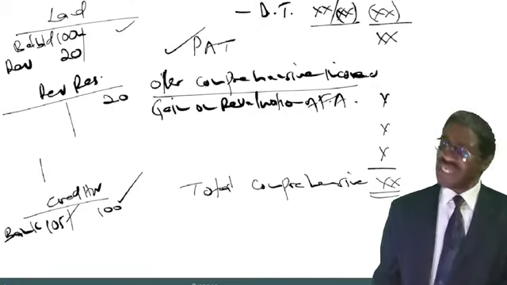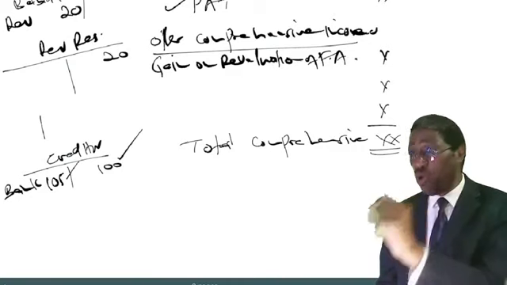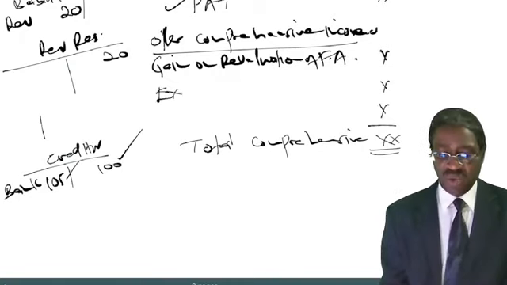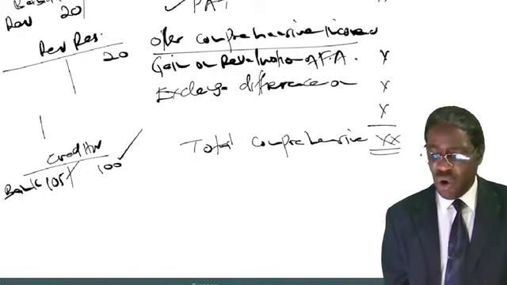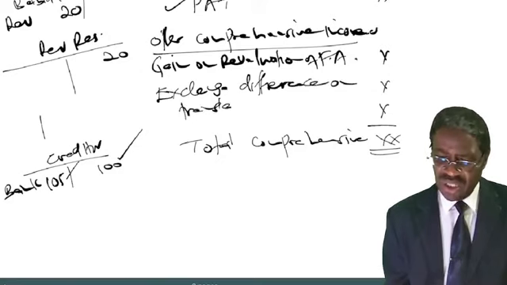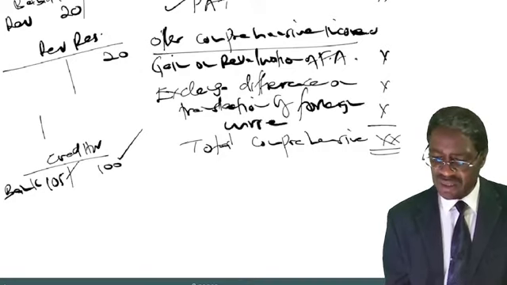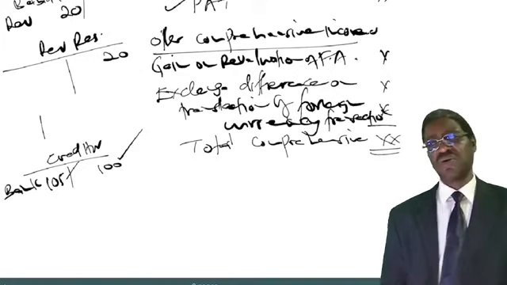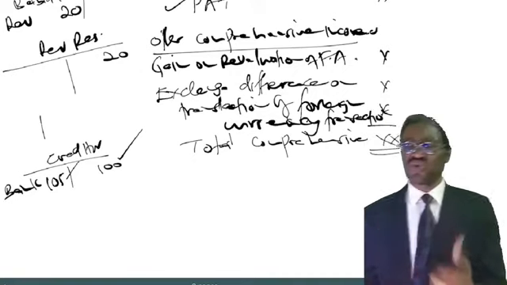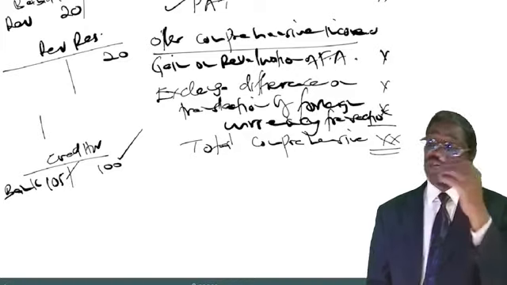Yes. So another example of other comprehensive income could be what we call exchange difference. Exchange difference on translation of foreign currency transactions. Okay. For now, let me use those two as other examples of other comprehensive incomes.